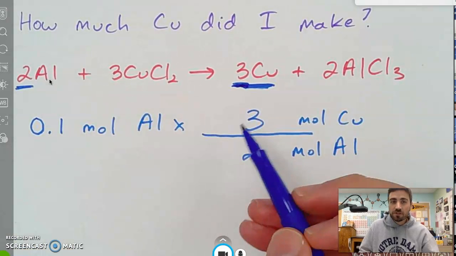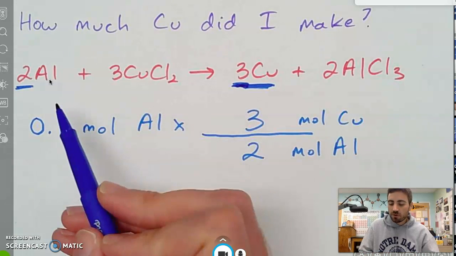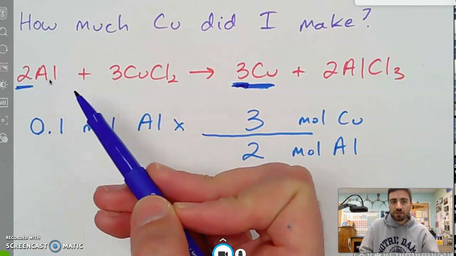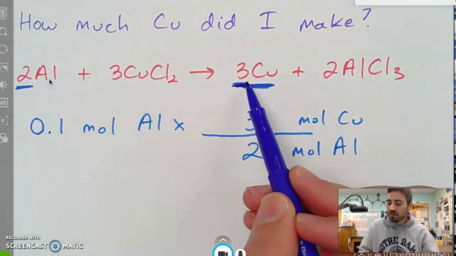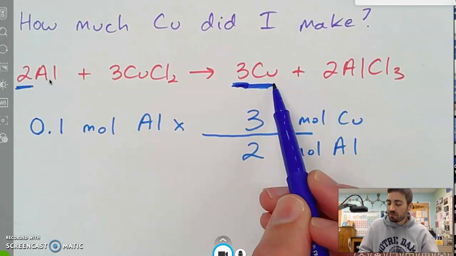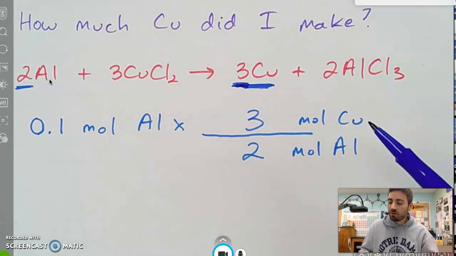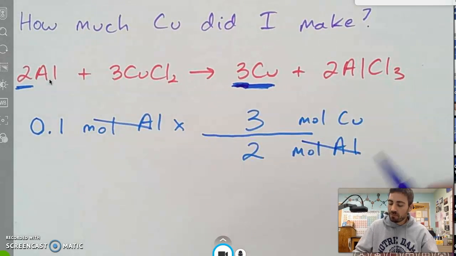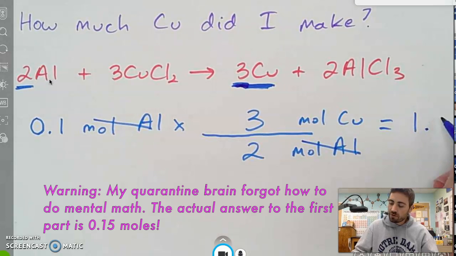All right, we can think of this just like the recipe examples. So think of this like an ingredient. That's how much aluminum we had to put in to get this reaction to go. And think of this like a product, like we make 3 moles of copper every time the reaction happens, just like in the cookie example, we made a certain number of cookies. All right, so cross out your unit that's on top and bottom, do the math. We get 1.5 moles of copper.